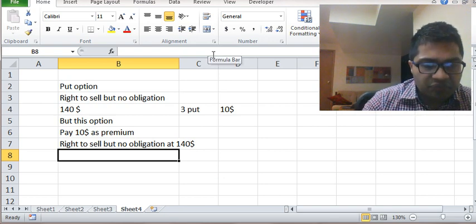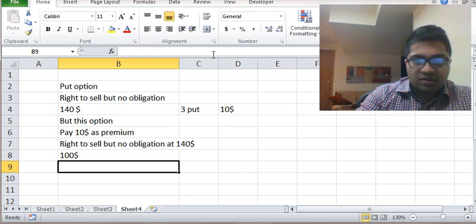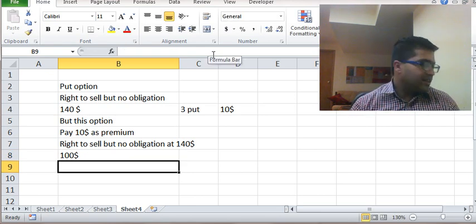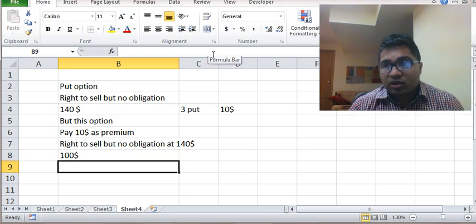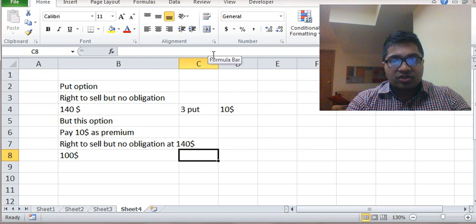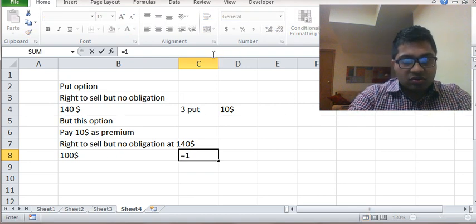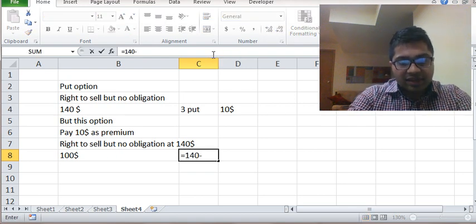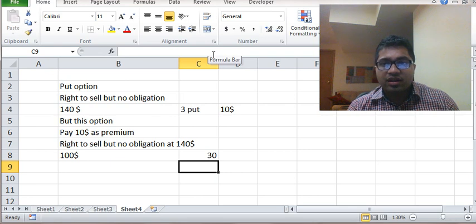Now if Facebook goes to $100, everyone else in the market is selling Facebook at $100. Because of this contract, you have a right to sell Facebook at $140. So something that is at 100, you can sell at 140. So you are making profit. So you are selling at 140 where everyone is selling at 100. But to buy this, you paid $10. So you make a profit of $30.